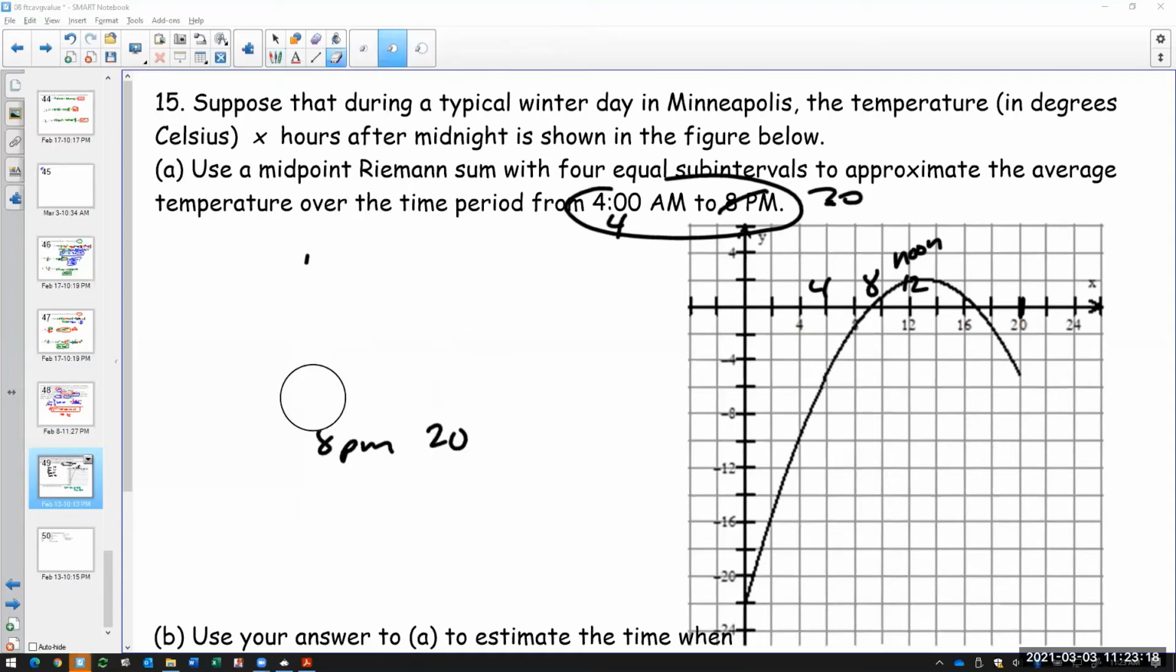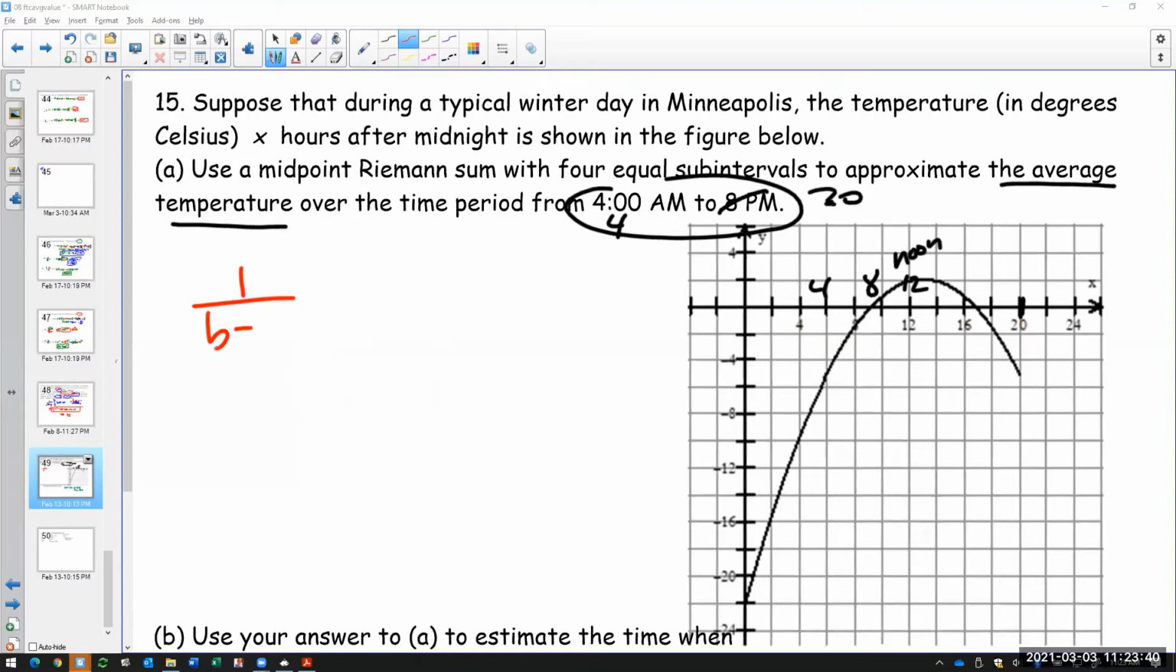Okay, then the second thing is, what are they asking you for? It says, use a midpoint Riemann sum with 4 equal subintervals to approximate the average temperature over the time period from 4 to 20. So you're asked for average temperature, okay? What is the formula for average temperature? It's going to be 1 over b minus a of the integral from a to b of temperature, right? Isn't that what I said?